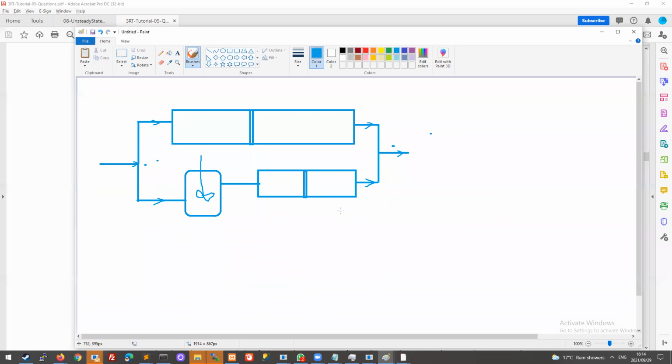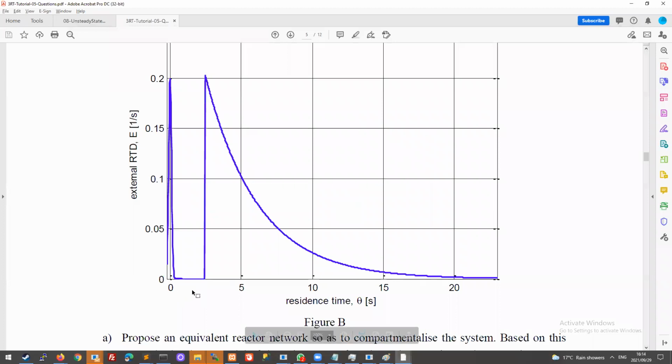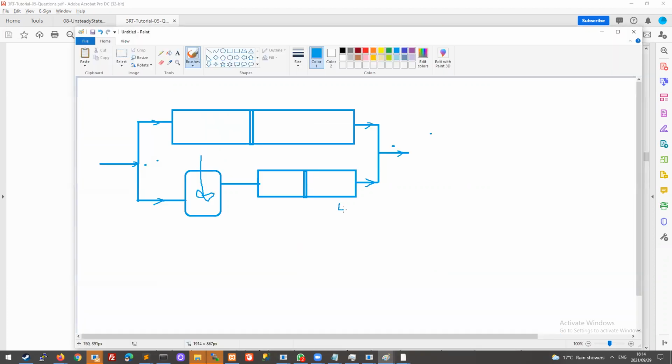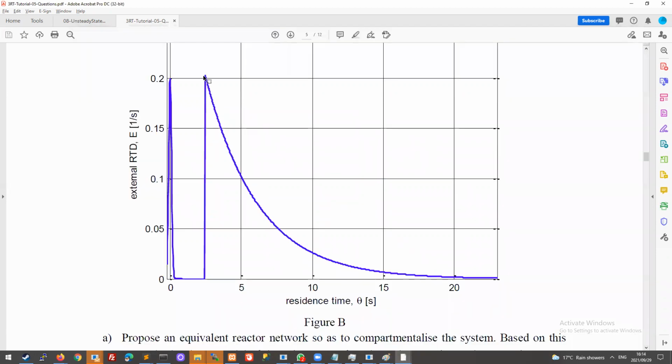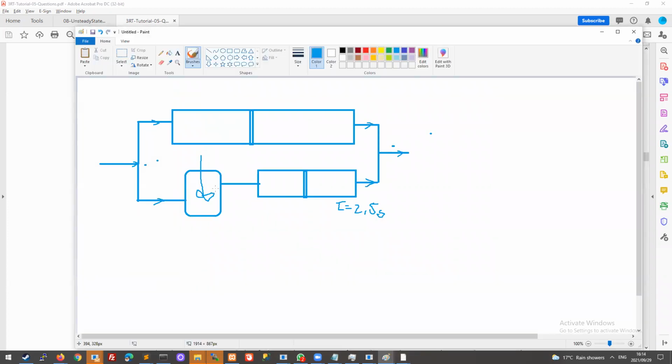And now almost immediately we can write down some values. So the delay here is 2.5 seconds, right? That delay means the space-time here is 2.5 seconds. Then we can see the exponential decay here. So that's clearly from this.